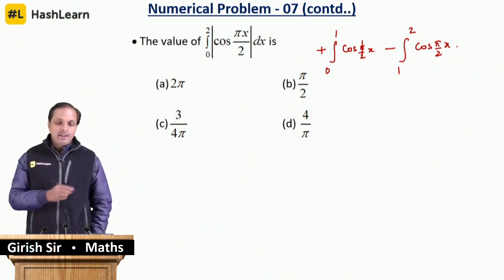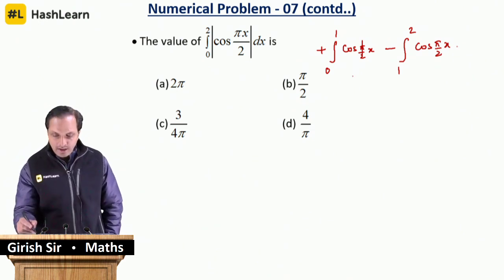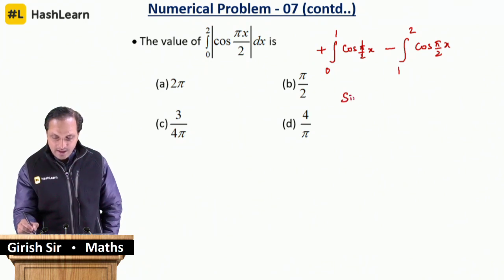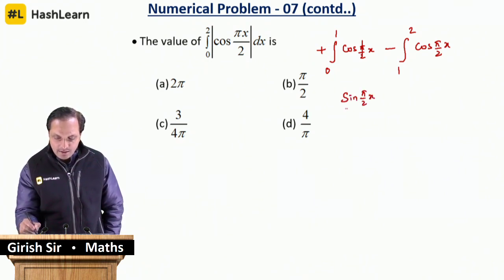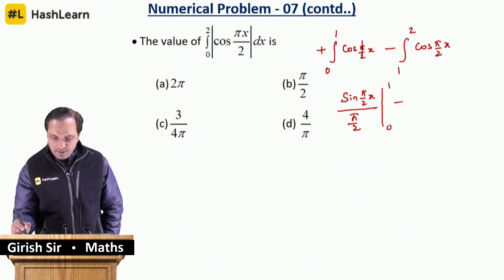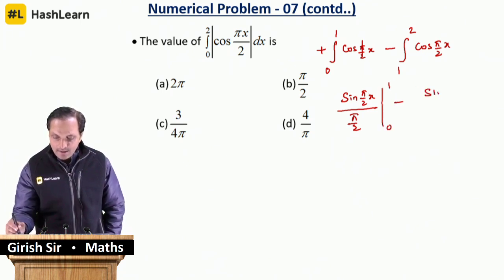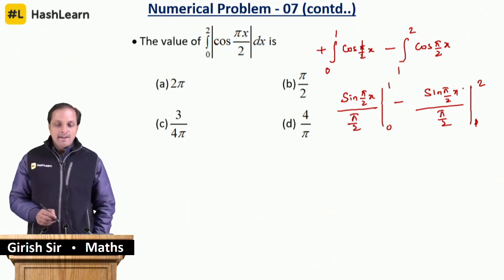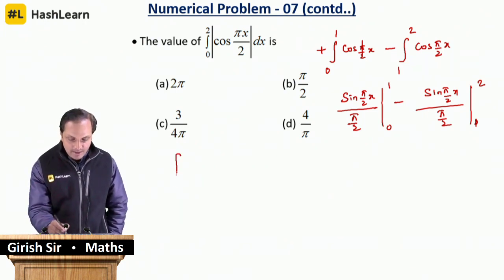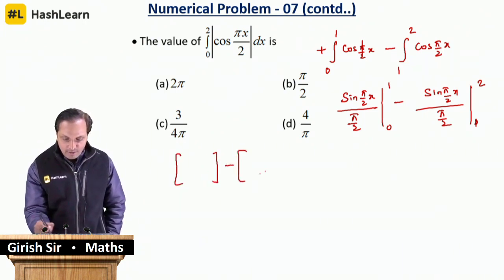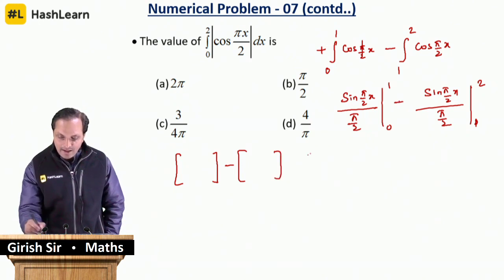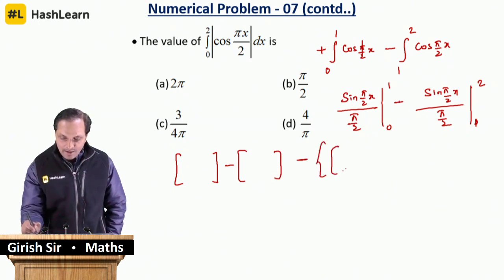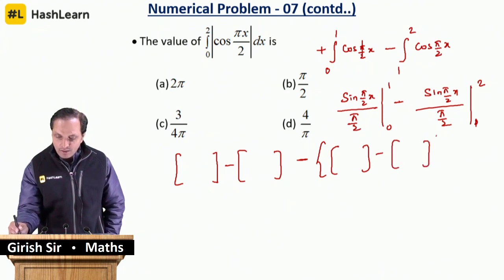So let us do the integration. You know, integration of cos x is sin pi by 2 into x whole divided by pi by 2. आपको 0 to 1 सब्स्टिट्यूट करना है, यहाँ पे माइनस साइन है, that is also sin pi by 2 into x divided by pi by 2. यहाँ पे 1 to 2 लिमिट सब्स्टिट्यूट करना है. So let us put upper limit minus lower limit. यहाँ पे अपर लिमिट करना है, माइनस लोअर लिमिट करना है, और यहाँ पे एक नेगेटिव साइन है, बी केयरफुल, अपर लिमिट माइनस लोअर लिमिट.